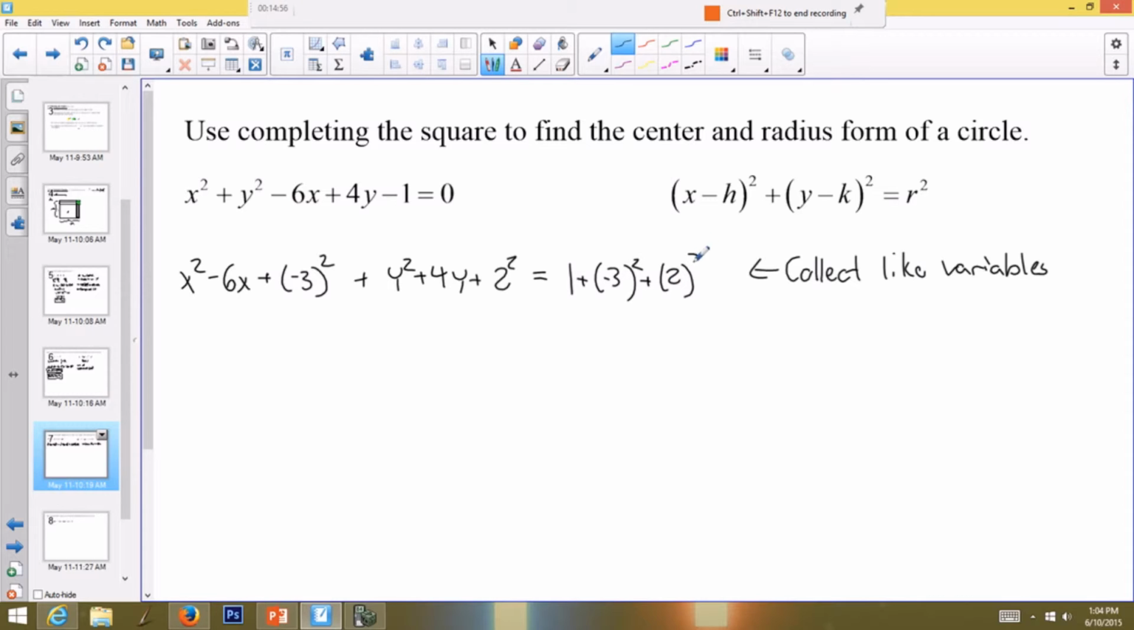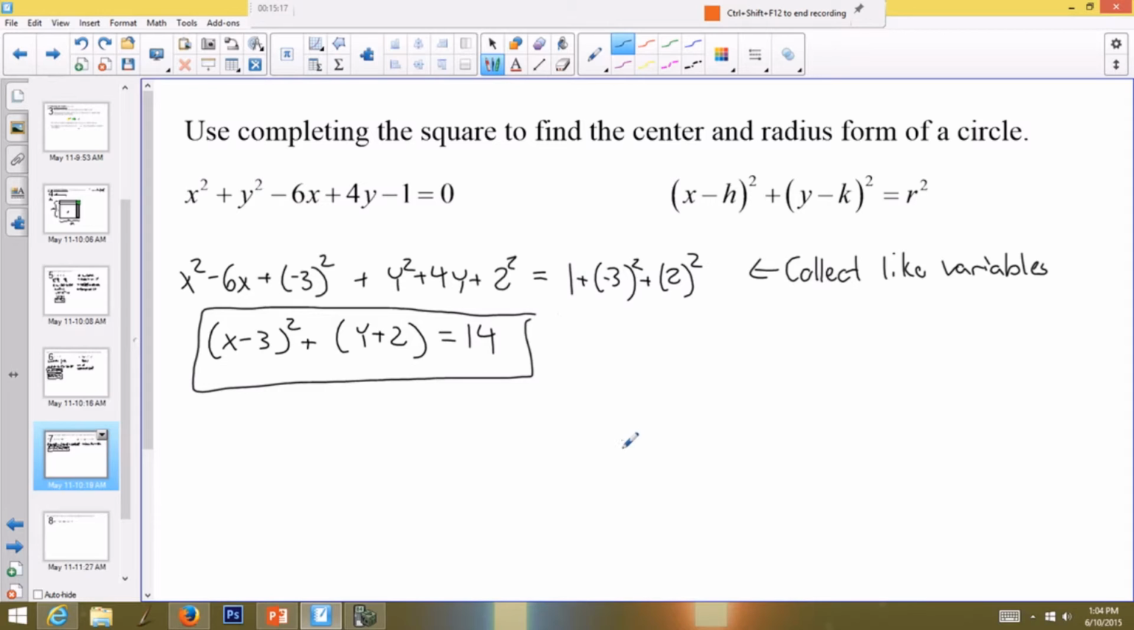And so this is now the perfect square binomial x minus 3. And this is now the perfect square binomial y plus 2. And then 1 plus 9 is 10, plus 4 is 14. And this is the center and radius formula. I need a square here, sorry, of that circle.